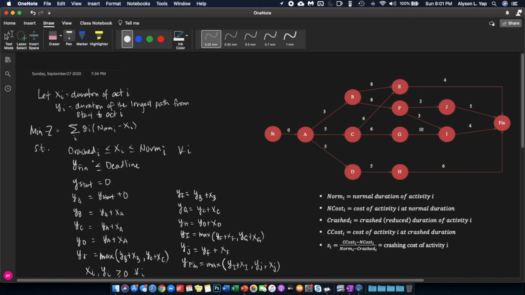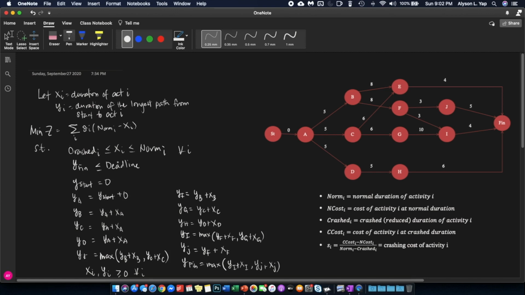Why is y sub finish in this case the left hand side? Because remember, what is our definition of y sub I? Y sub I is the duration of the longest path from start to activity I. And if you want to determine the project duration, what you'd like to do is get the duration of the longest path from start to activity finish, which in this case is the variable y sub finish. Okay? And because of the deadline, we'd like y sub finish to be less than or equal to the deadline.